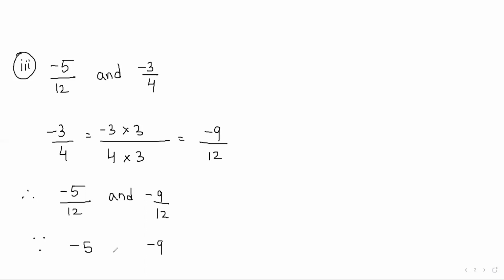So here we are going to write minus 9 is smaller and minus 5 is greater. Minus 5 is greater than minus 9. Now let us write the same thing with the equal denominators. So next step we are going to write, therefore, minus 5 divided by 12 is greater than minus 9 divided by 12.